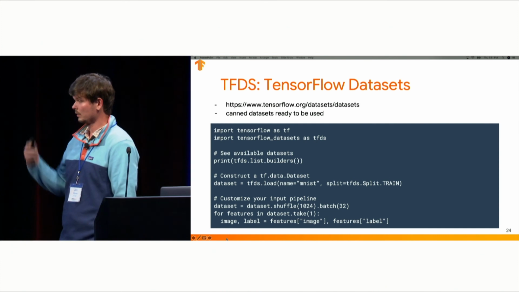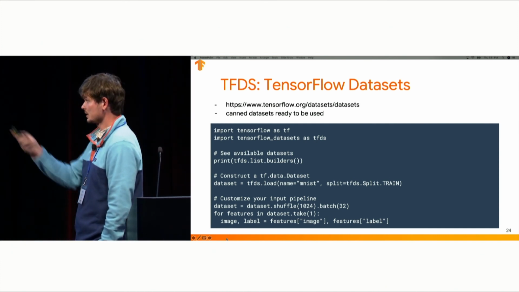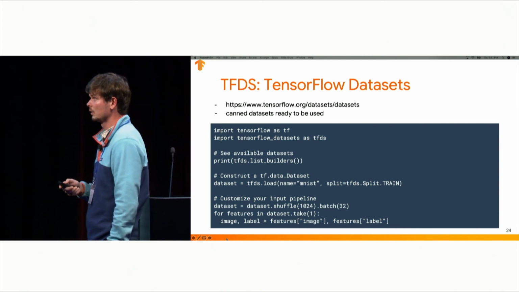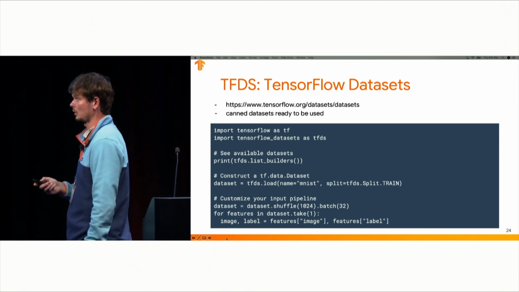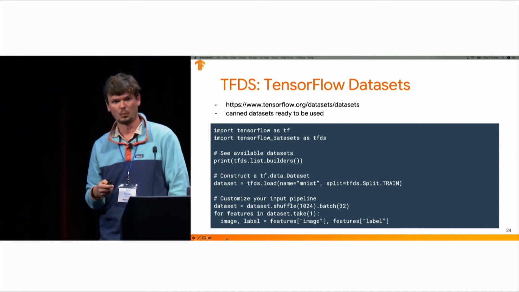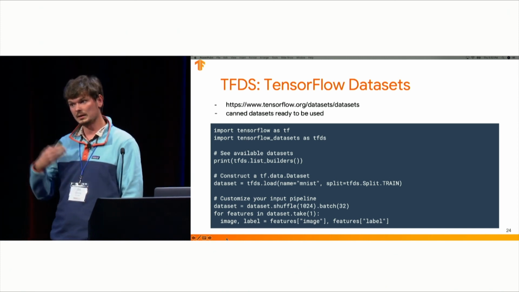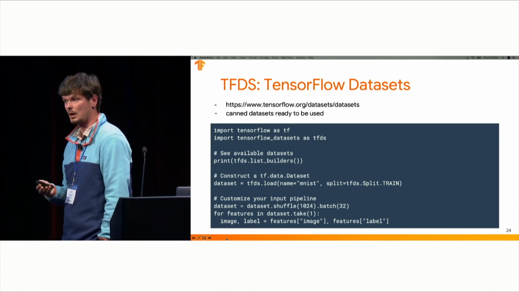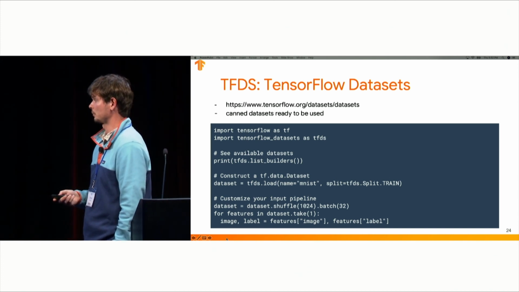And what you get back is an instance of a TF.data dataset that you can either further customize yourself, or you can, through something like the take transformation, inspect if you want to get a sense of what the elements in the dataset look like. Or you can immediately just pass it into Keras and your model and perform computation from there on.